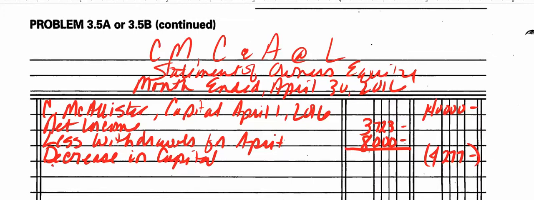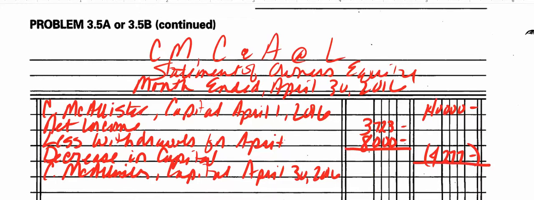Then our last line is Connor McAllister, Capital, April 30th, 2016. So we subtract $4,277 from $140,000, and our new capital for the end of April is $135,723. Double underline. Okay, one more statement.